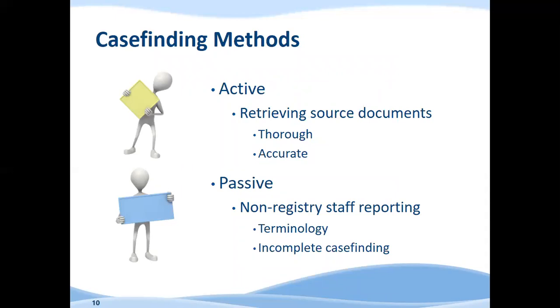Now, passive case finding occurs when other departments notify the registrar of potentially reportable cases. A concern with passive case finding is that non-registry staff are not as familiar with reporting criteria and terminology. So potential cases may be missed and incomplete case finding may occur. For some registries, a combination of active and passive case finding is commonly used.